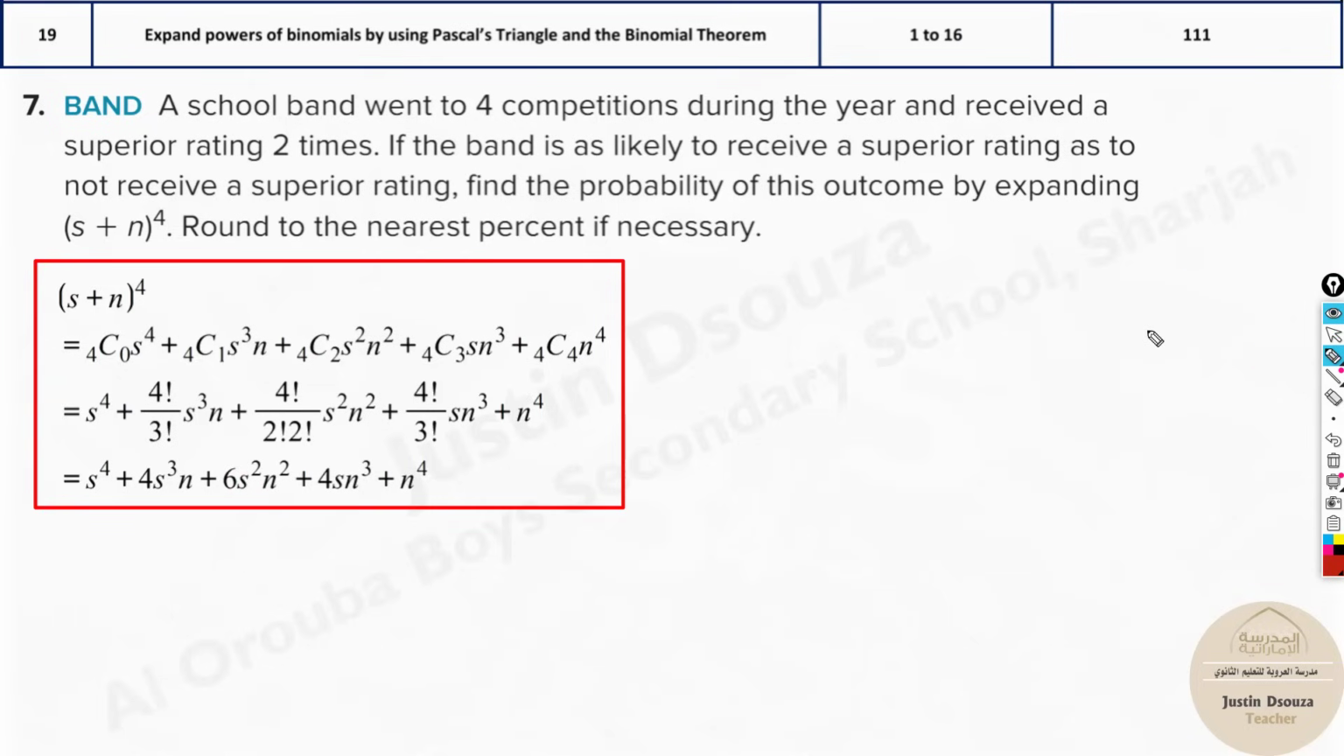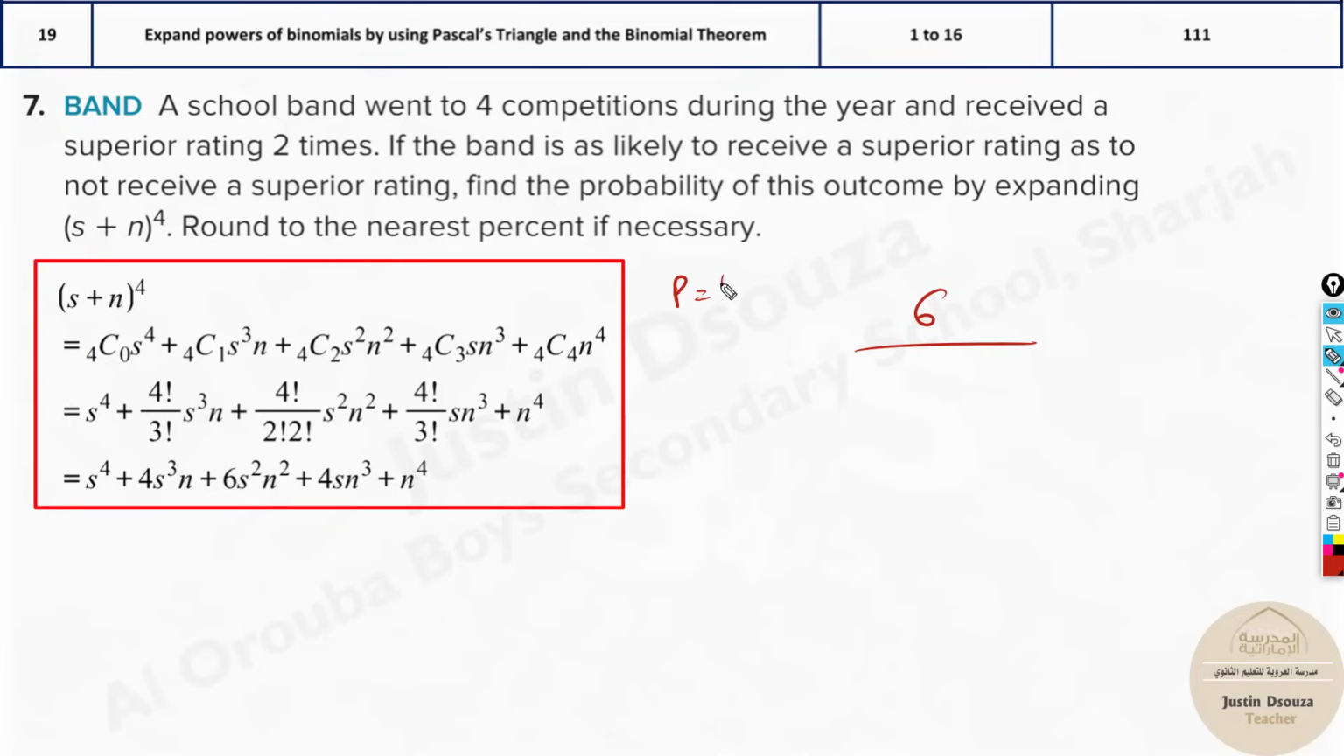Now that is just the chances out of the total possibilities. 6 times they will get 2 and 2. But what is the other probability? See, 4 times this band will get 1 superior rating and 3 times no superior rating. Whereas 1 time no superior rating at all and 1 time all 4 superior rating is the probability. And over here you can see 4 times they'll get 3 superior rating and no superior rating at all. So 6 is 2 and 2. So this is a favorable outcome.